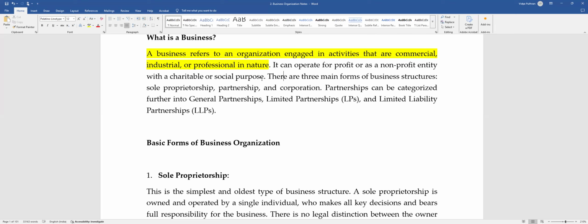Can you guess why? What would be the reason for choosing a corporation as the type of business organization for charity work, rather than a sole proprietorship or a partnership?